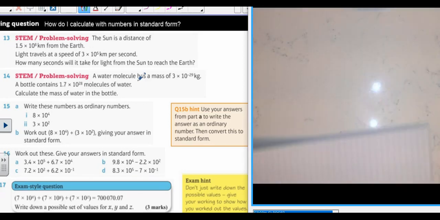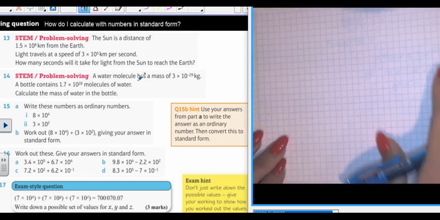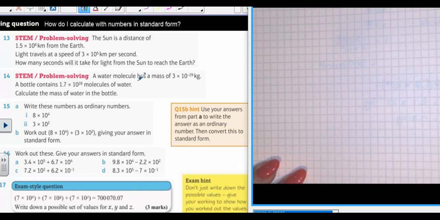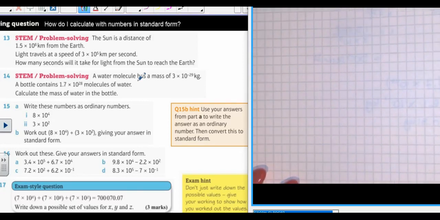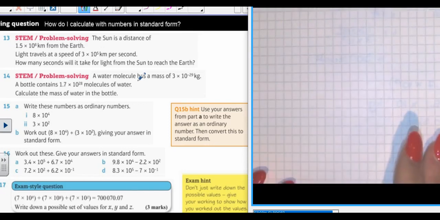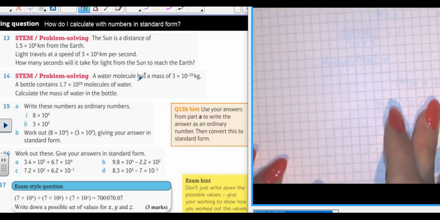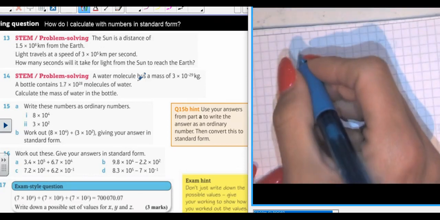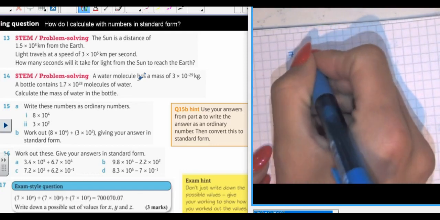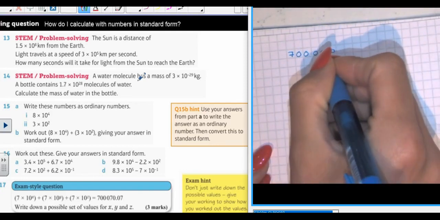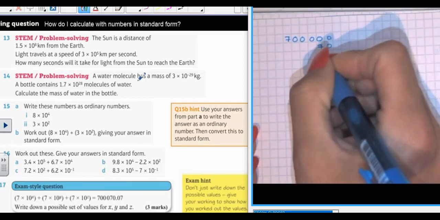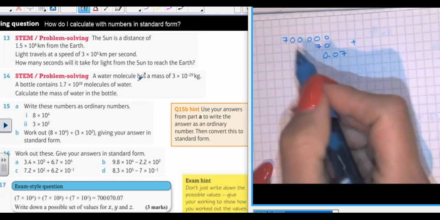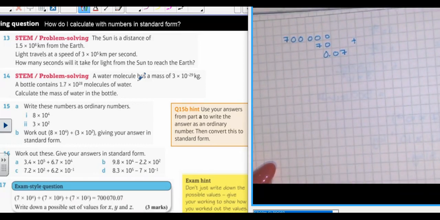Question 17. 7 multiplied by 10 to the power of x plus 7 multiplied by 10 to the power of y plus 7 multiplied by 10 to the power of z equals 700,070.07. Write down a possible set of values for x, y, and z. Okay, well, I would split this up into three different numbers. 700,000, 70, and 0.07. Clearly, we've added these three numbers up to get that number there.